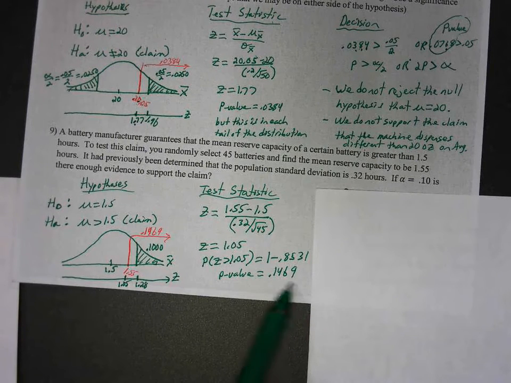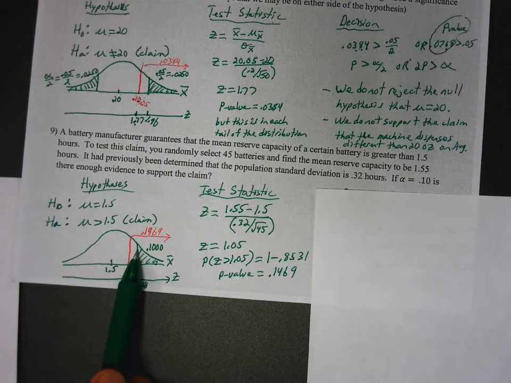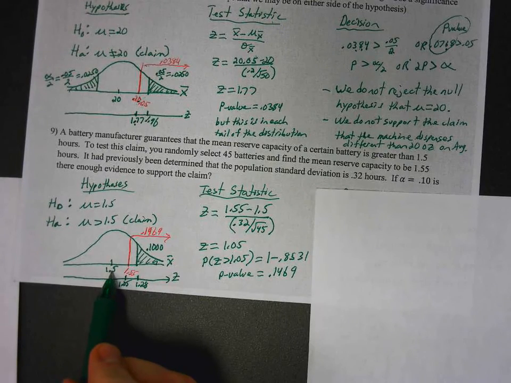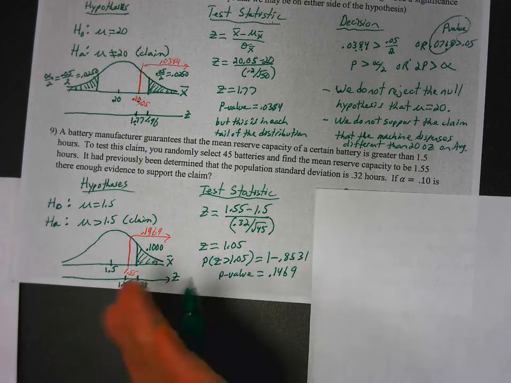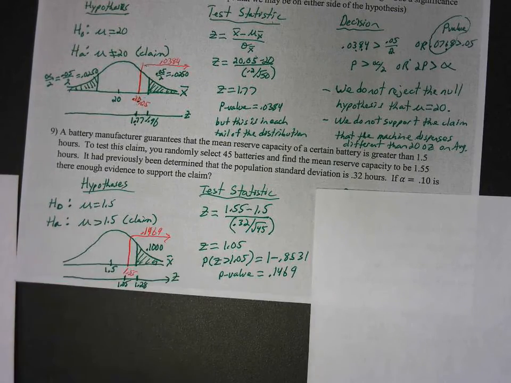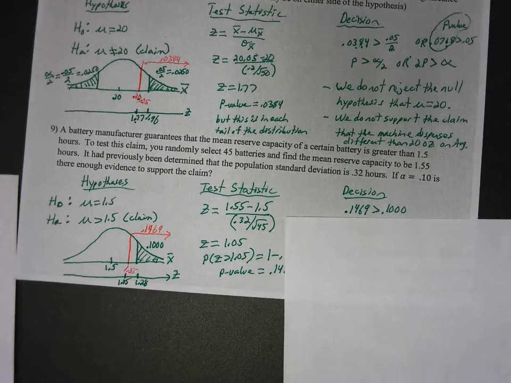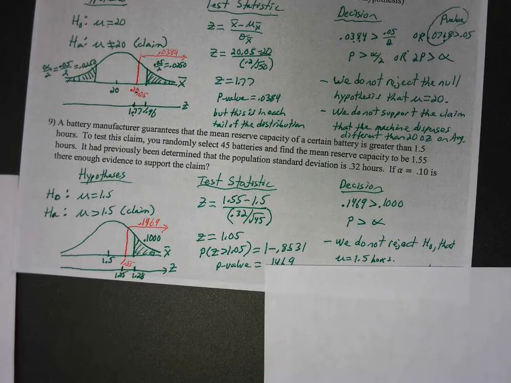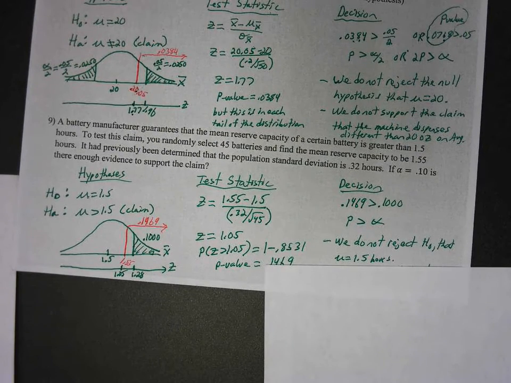That value is larger than 0.1000, so there's more area included there for the 0.1469. So what that tells us is that 1.55 is close enough to 1.5 to tell us that 1.5 was an okay assumption to make for the population mean. So that means that we do not reject the null hypothesis. Okay, so we do not reject H0, that mu equals 1.5 hours.